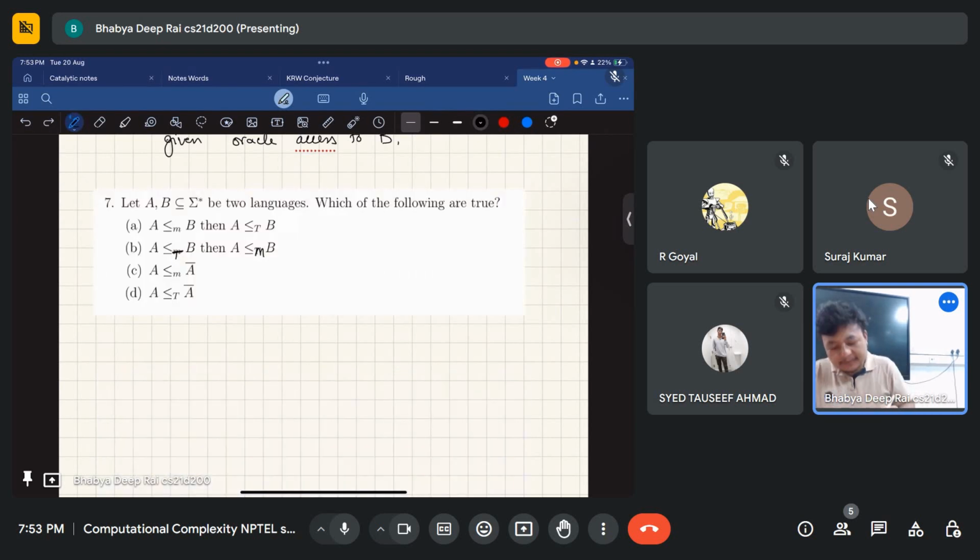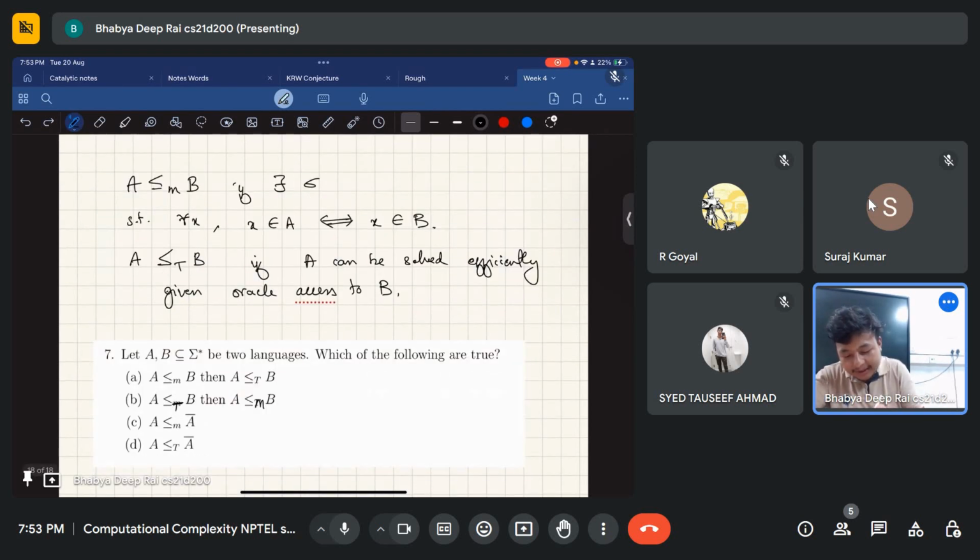Yeah. So oracle access just means that in a many-one reduction, you are using the subroutine directly, right? So if sigma of x is in B, I apply the reduction. If B says yes, then A should definitely say yes. If B says no, A should definitely say no.